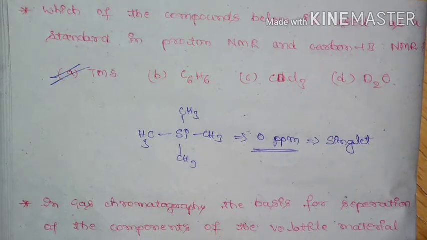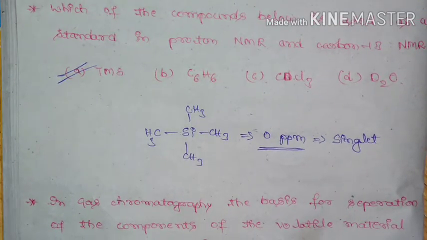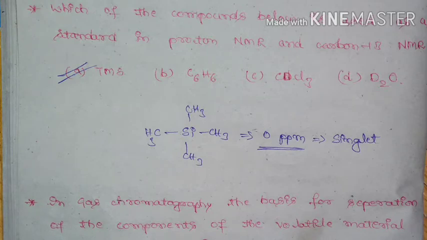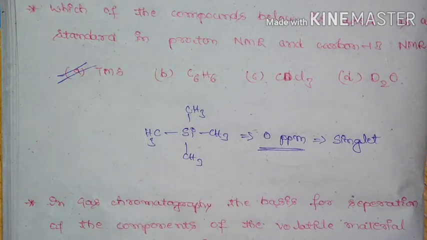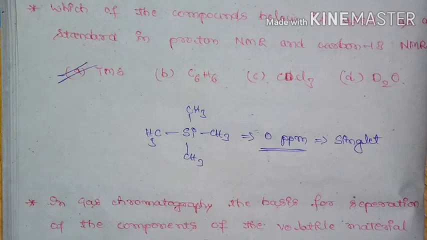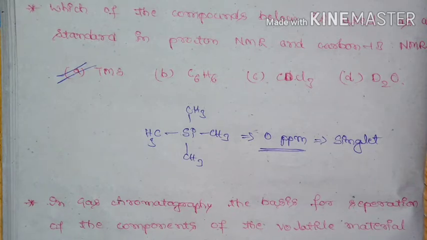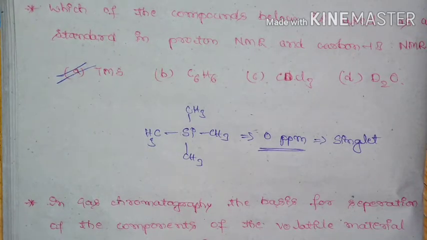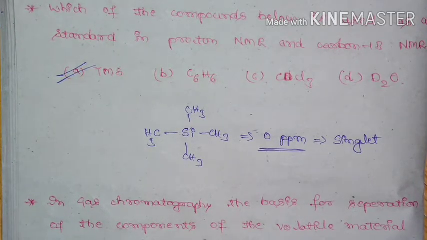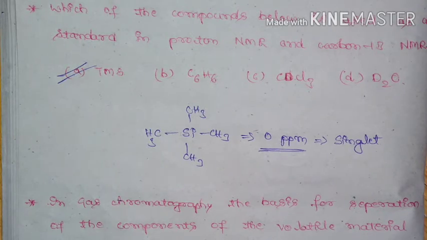Next question: which of the compounds below is used as a standard in proton NMR as well as carbon 13 NMR? It is well known that tetramethylsilane is used as a standard reference for both proton as well as 13C NMR, and it gives a singlet peak at 0 ppm.